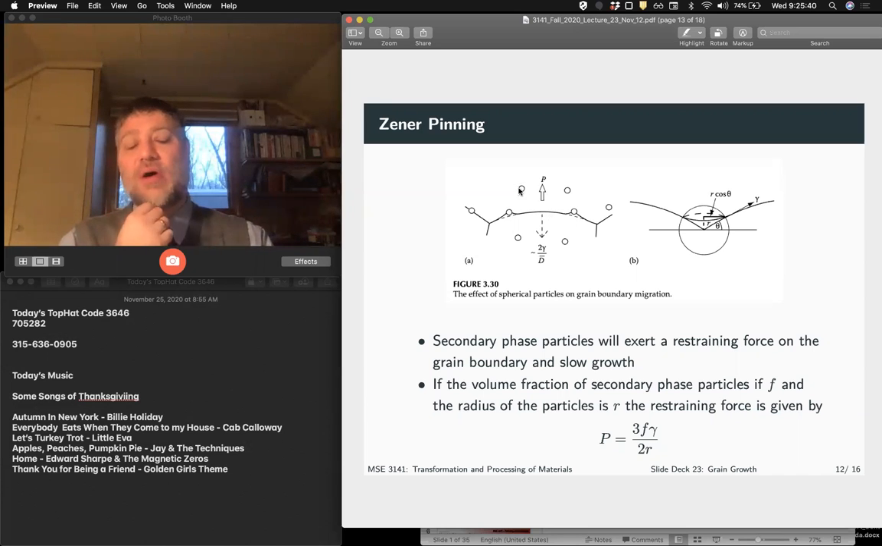But if we think about this particle, right, we have an interface between the matrix and the particle, right? And if the grain boundary comes up to this particle, essentially we've eliminated that much interface from the grain boundary. And if this grain boundary is high energy, we're not going to break away. We're not going to want to break away.